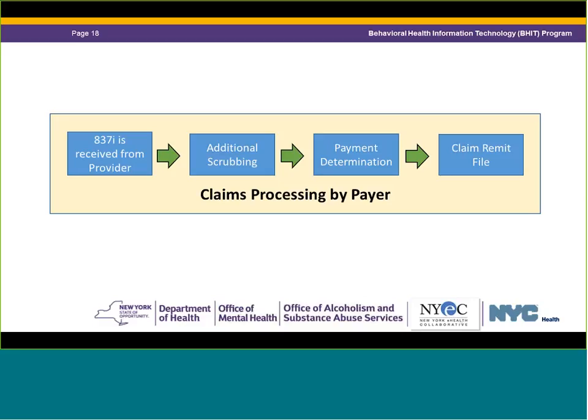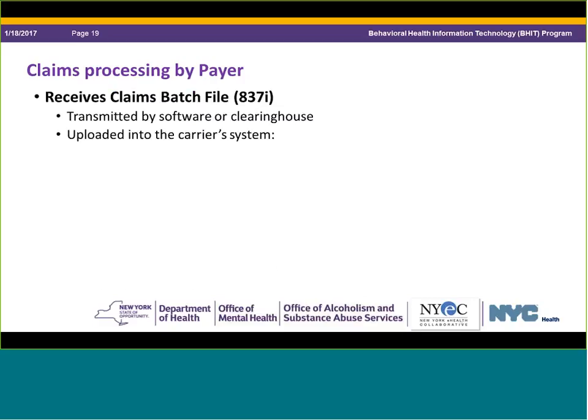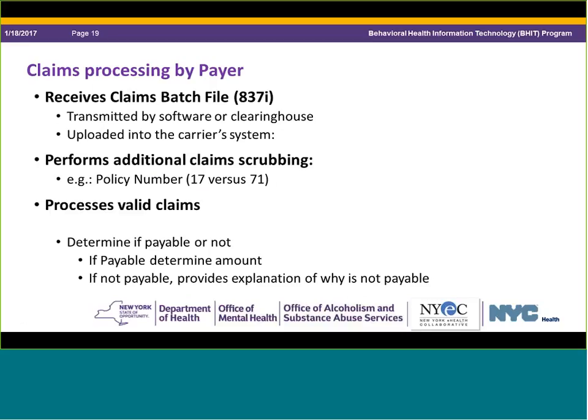Let's continue then. So we were saying that the MCO receives the 837I, so that's transmitted by the software or the clearinghouse and uploaded into the carrier system. It's automatic, right? Automatic. Good. Okay. And we were saying the additional scrubbing will stop things such as a converted policy number. Good. We spoke about it.